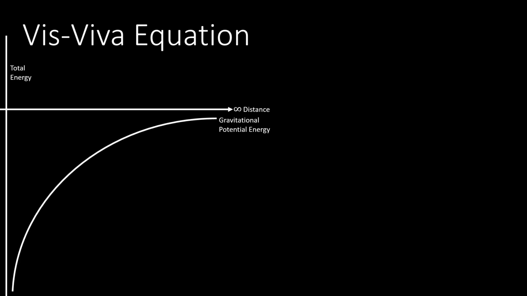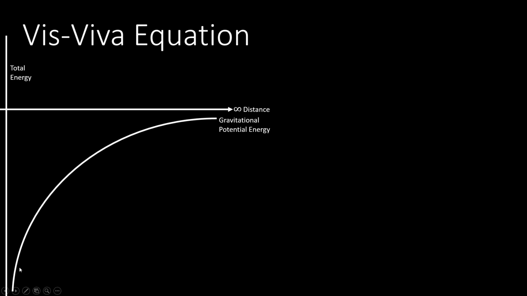Now, armed with our knowledge about orbits, let's talk rocket science, specifically the Vis-Viva equation. We can model an energy system with an energy diagram, which shows the gravitational potential energy of an object becoming increasingly less negative, so it becomes greater, the farther away it is from the center of mass of the object, in our case the Earth, which is down here.